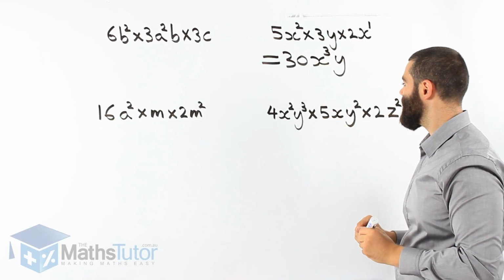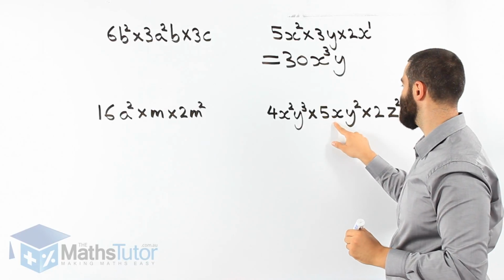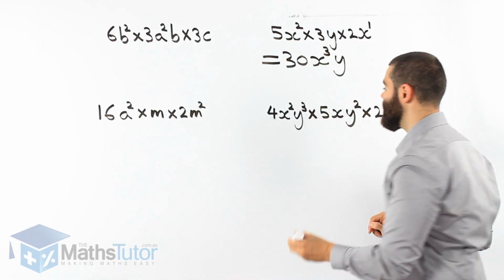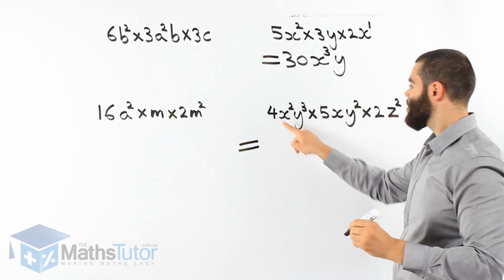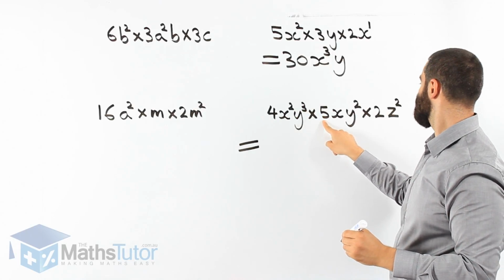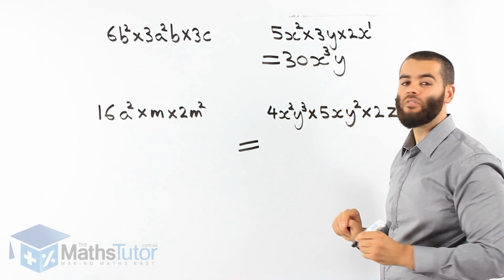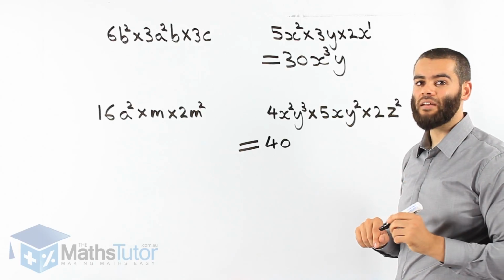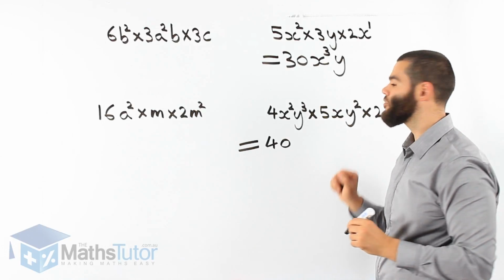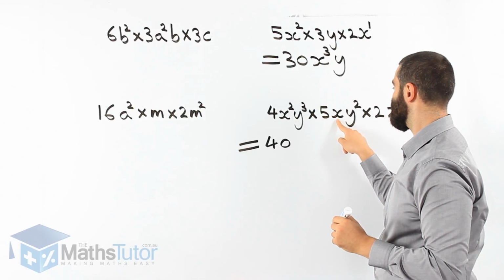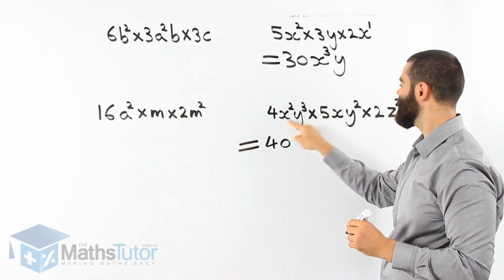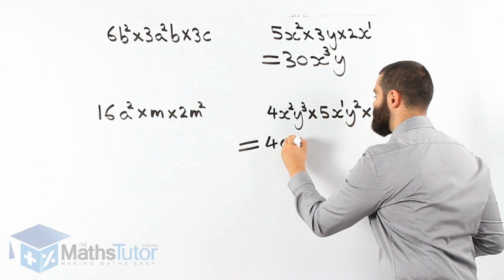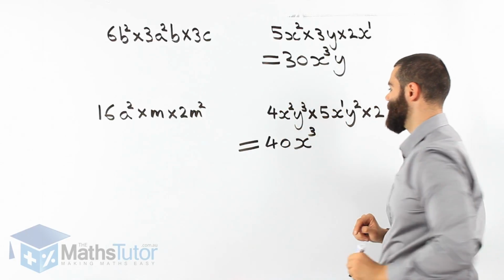Next, 4x squared y to the power of 3 times 5x y to the power of 2 times 2z to the power of 2. Again, we do the numerals first. 4 times 5 times 2. 4 times 5 is 20 times 2, 40. They're done. Now we look for our indices. We look for our same bases. X and x here. Do we have another x? No, we don't. X squared times, there's another one there. So we add the ones with the same base. X, 2 and 1 make 3.